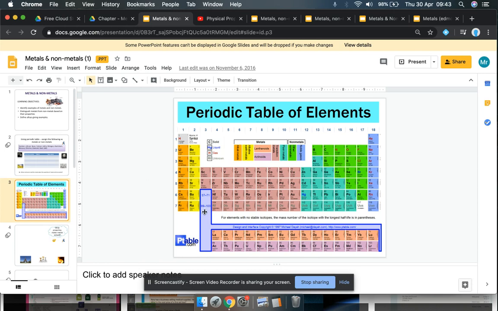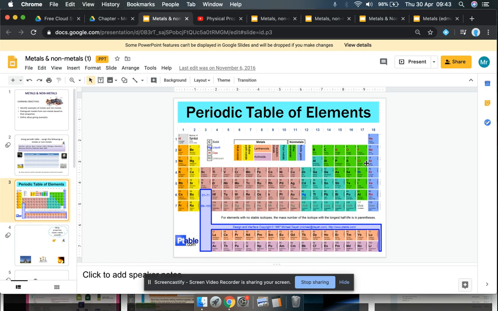Calcium and sulfur. Calcium is in group 2, so it's a metal. Sulfur is a non-metal. You can see it over here on the non-metal side, up to the right of this ladder. Nitrogen and aluminium. Nitrogen is here, so it's a non-metal. Aluminium would be a metal. Can I find it? Yes, it's here, aluminium.